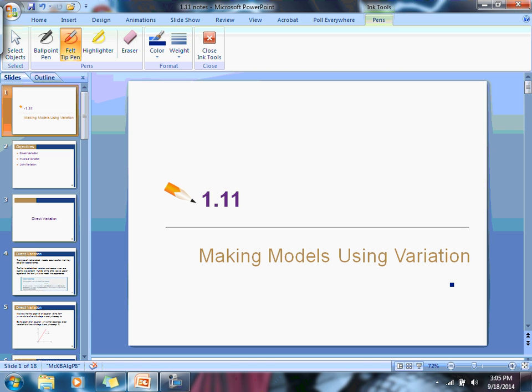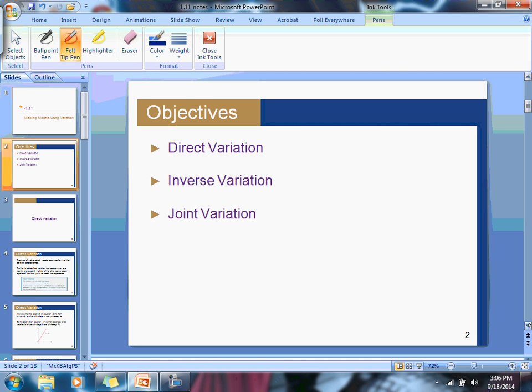These are the notes for section 11.1 entitled Making Models Using Variation. And basically what we're going to talk about today are the three different types of variation. You can have direct, inverse, and joint variation.